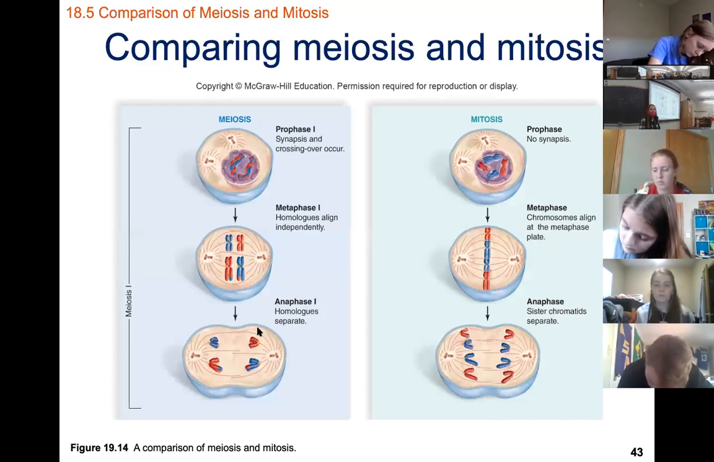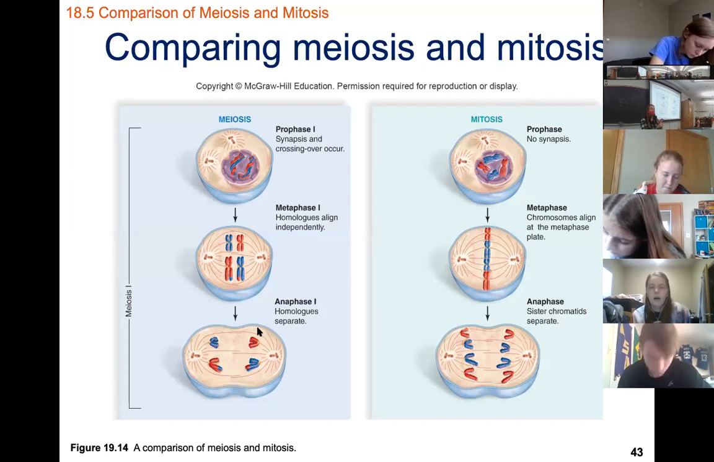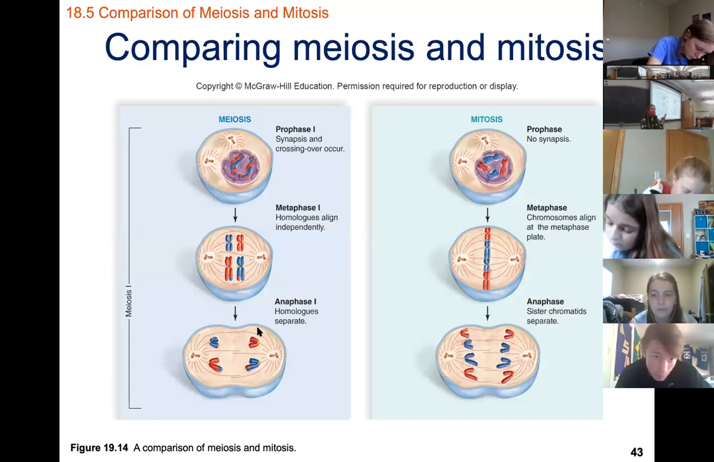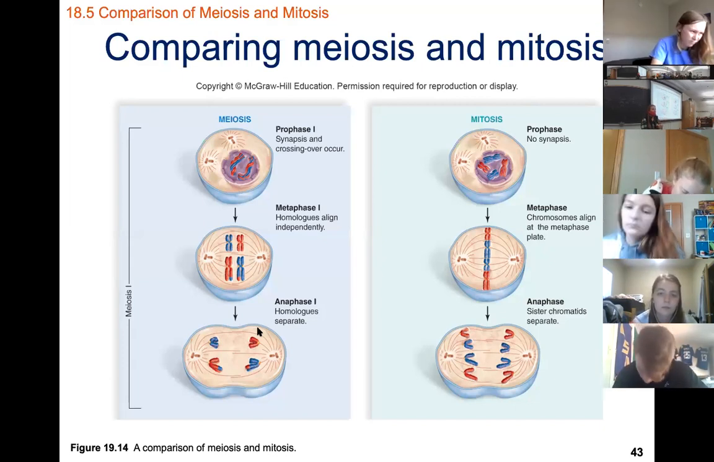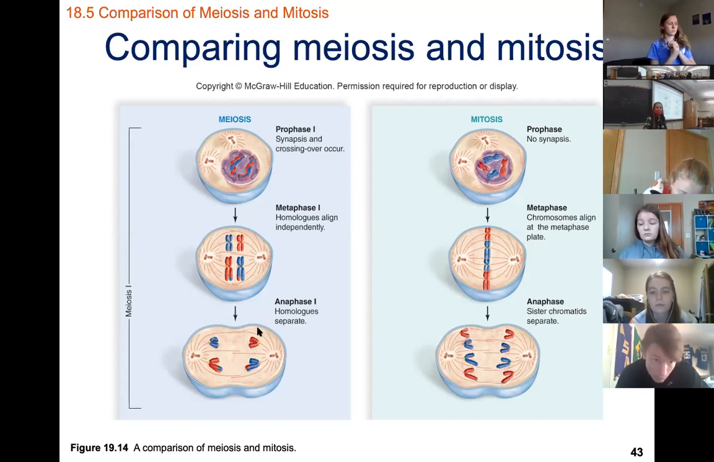So mitosis only has 1 kind of flow, right? You go prophase, metaphase, anaphase, telophase, 2 identical daughter cells. Meiosis kind of has 2 stages. You have 2 divisions. You do go prophase 1, metaphase 1, anaphase 1, telophase 1, 2 daughter cells. Then you do it again. Prophase 2, metaphase 2, anaphase 2, telophase 2. 4 haploid, genetically diverse daughter cells. Here's the second half of that.